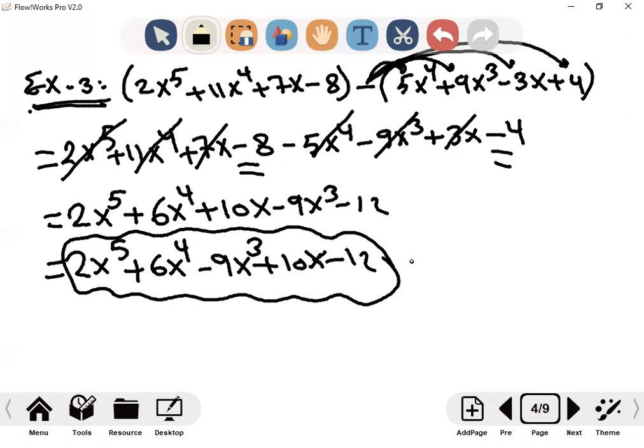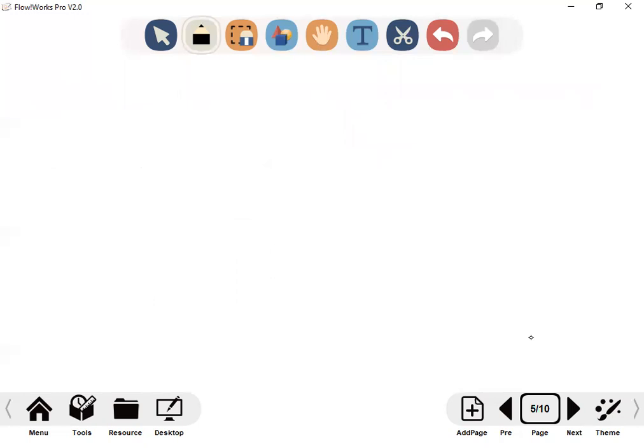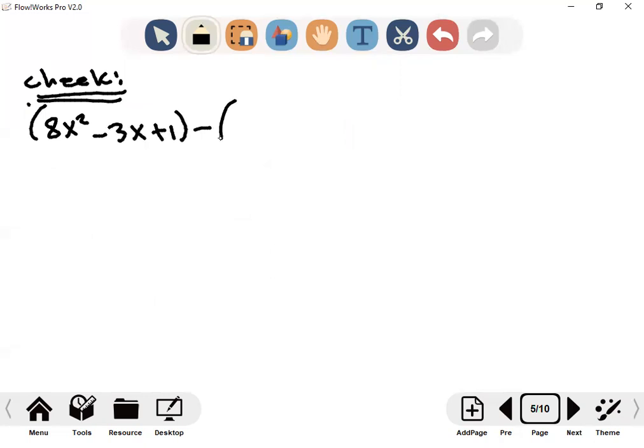Still 5 minutes. Let's do the check after this example. Let's do it, please. Use your copybook if you don't have space. Subtract 8x power 2 minus 3x plus 1, all minus 5x power 3 plus 2x power 2 minus 6x minus 9. You have a subtraction sign, right? Distribute it first before combining.